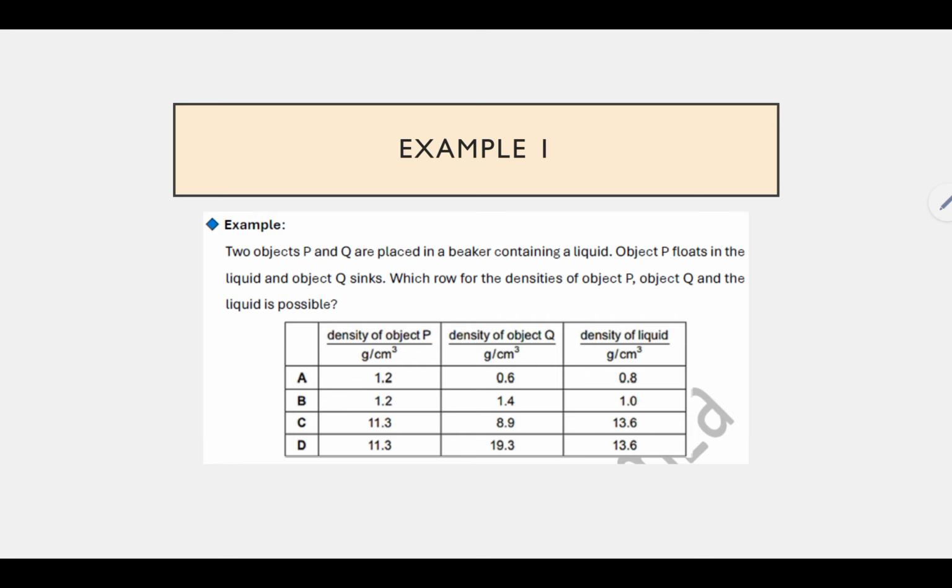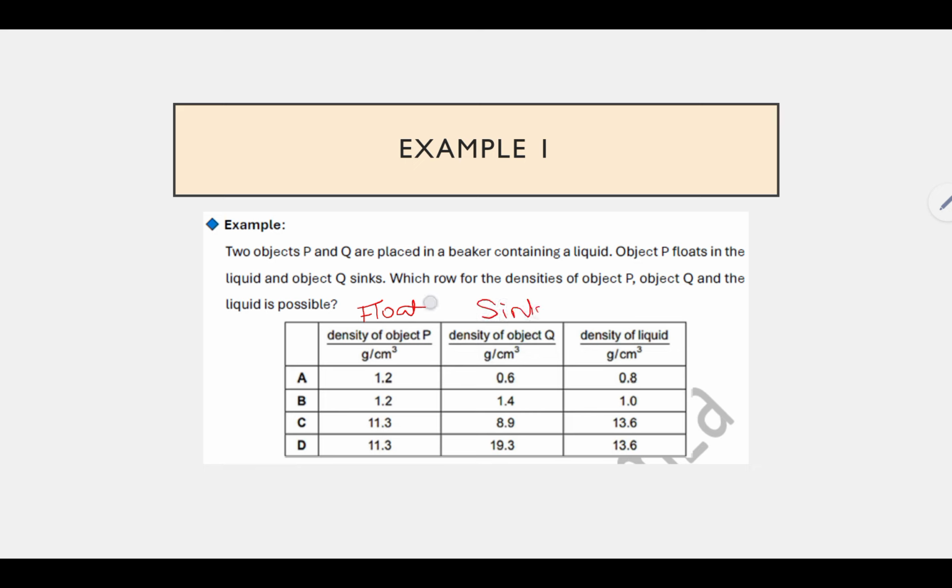2 objects P and Q are placed in a beaker containing a liquid. Object P floats in the liquid and object Q sinks. Which row for the densities of objects P, Q, and the liquid is possible? Looking at A, density of object P, which they already told me should float, and Q, which should sink.